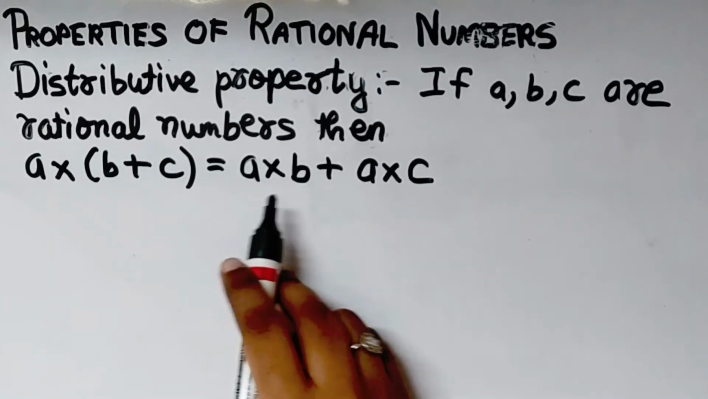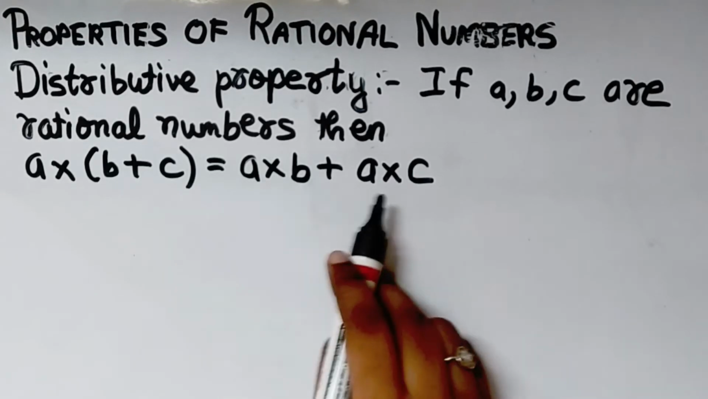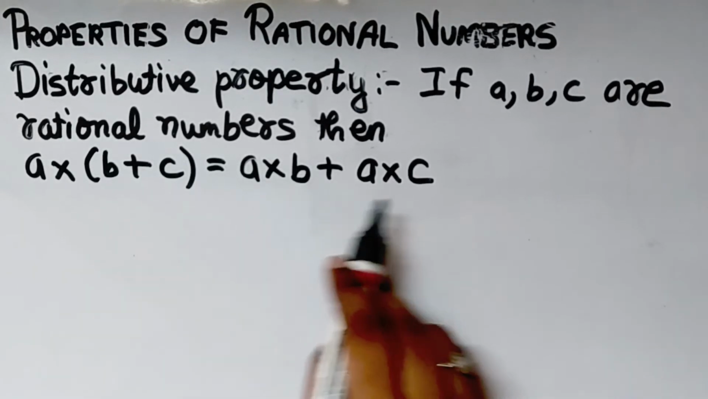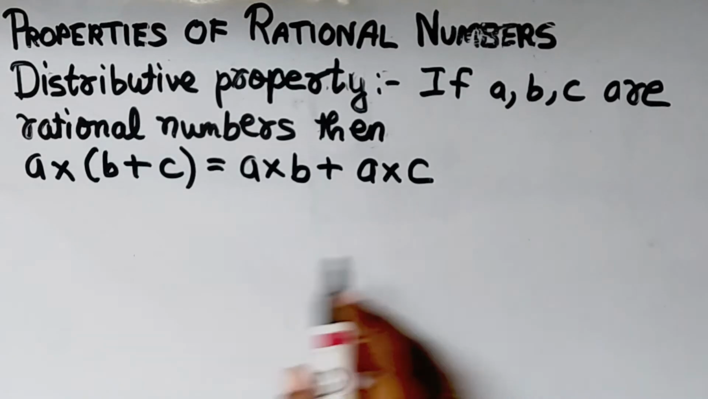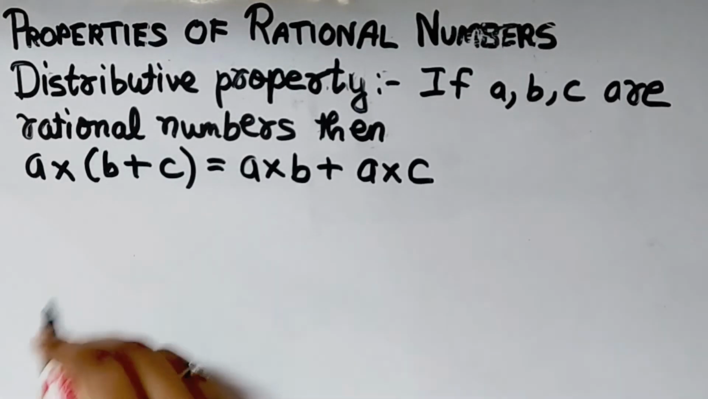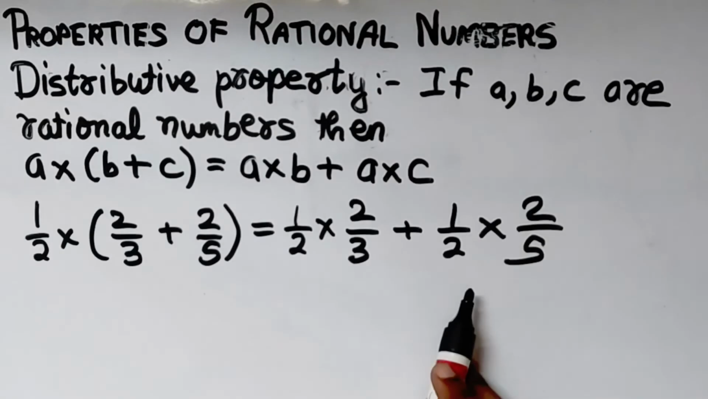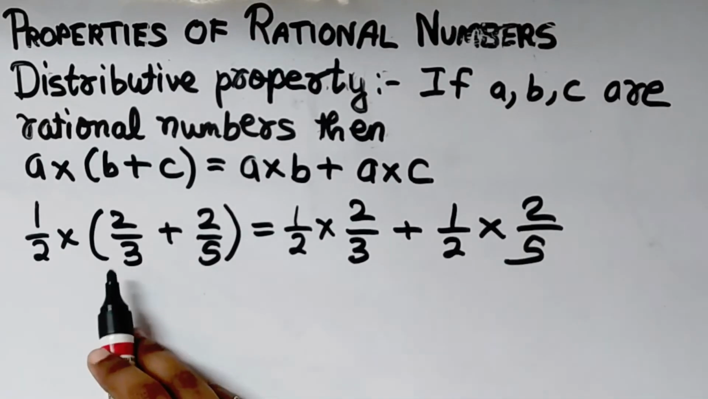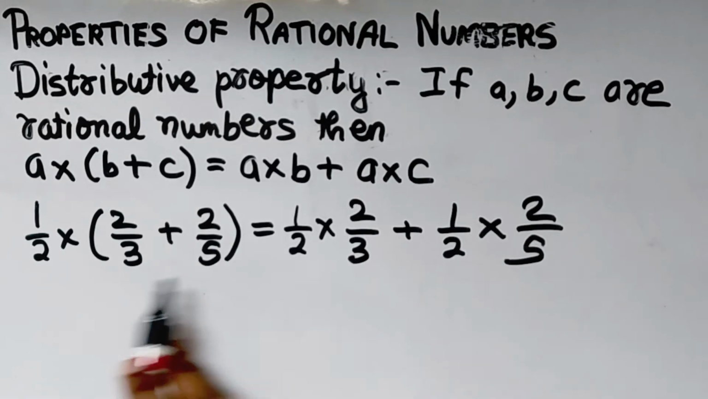Or if you open the bracket, then you should multiply A to each term inside the bracket. So the multiplication is distributive over addition. We will verify this with an example. Now the left hand side is this.